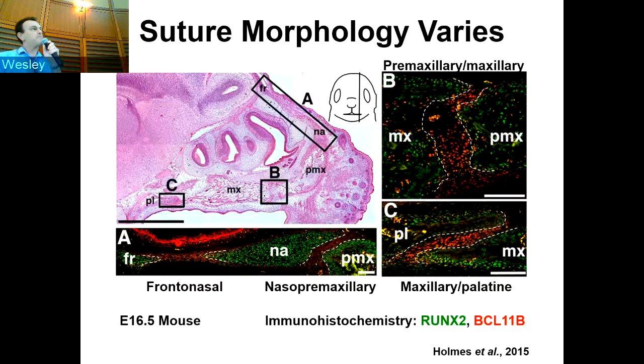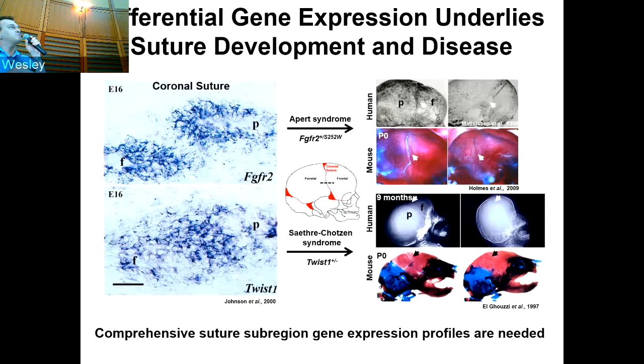The proper formation and function of the sutures relies on differential gene expression. If you mess with either the expression or the function of these genes, you end up with various craniofacial dysostoses, such as craniosynostosis, frontonasal dysplasias, and midface hyperplasia. This can be exemplified by FGF receptor 2 and TWIST1 expression.